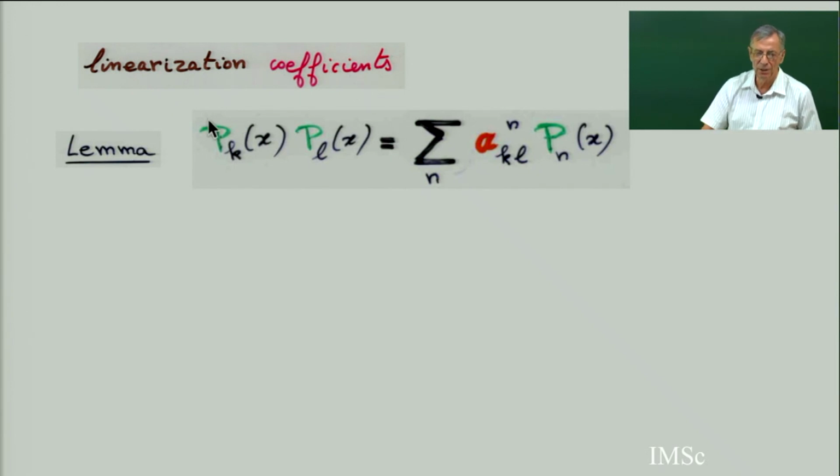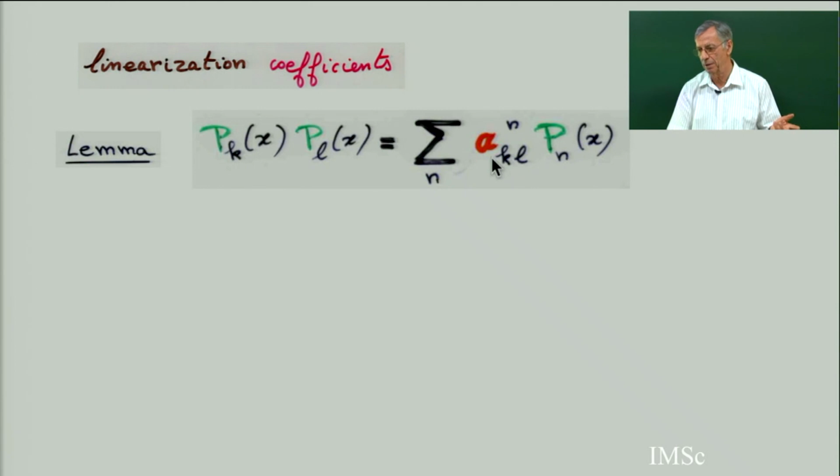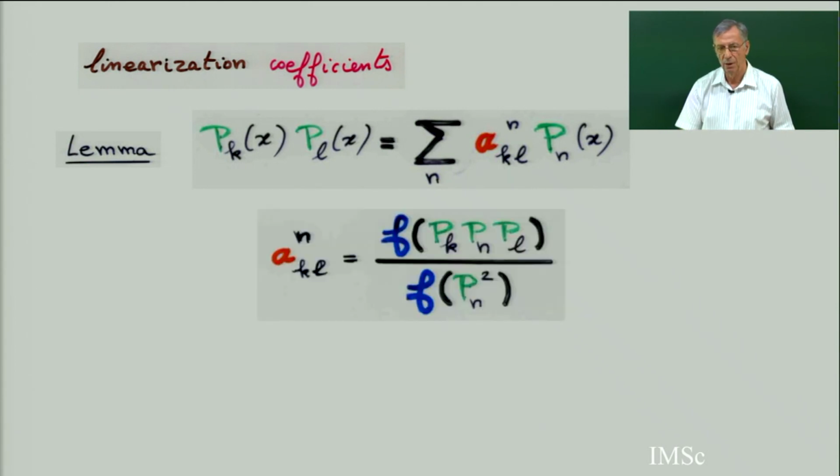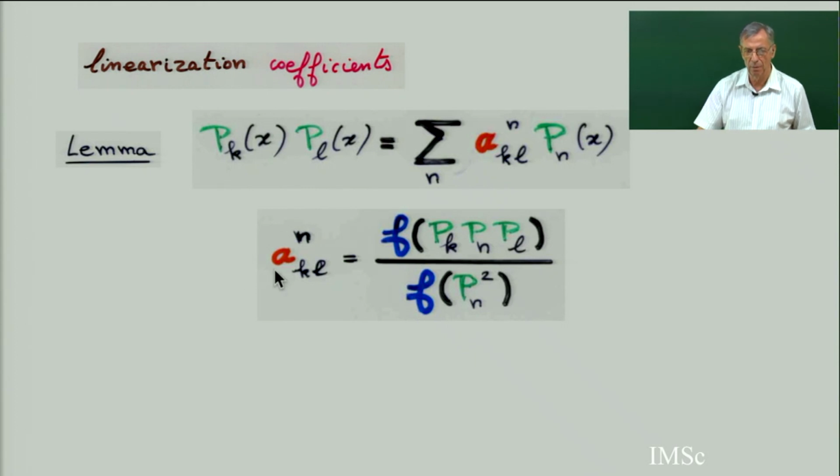And the lemma, what is the lemma? The lemma gives an expression for this coefficient when the p_k are a sequence of orthogonal polynomials for a certain linear functional f. The lemma says that this coefficient is f of a product of three orthogonal polynomials p_k, p_l, p_n, divided by f of p_n squared.